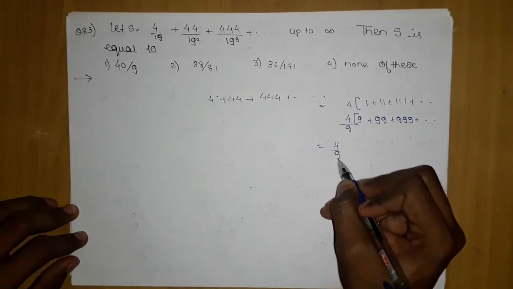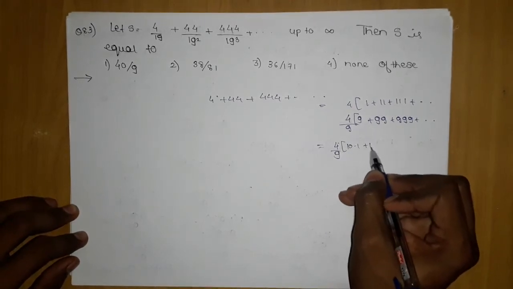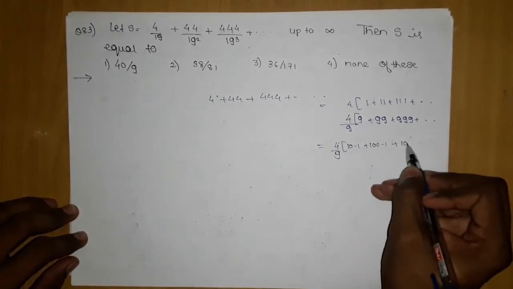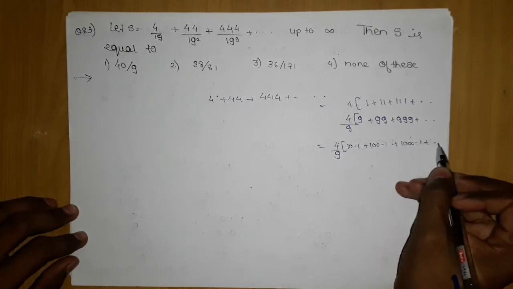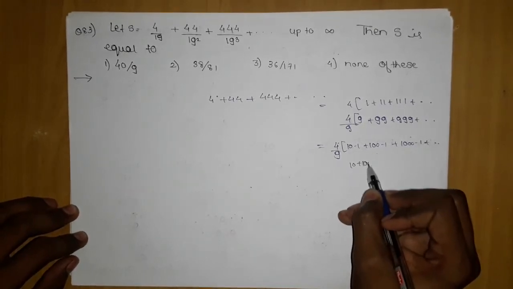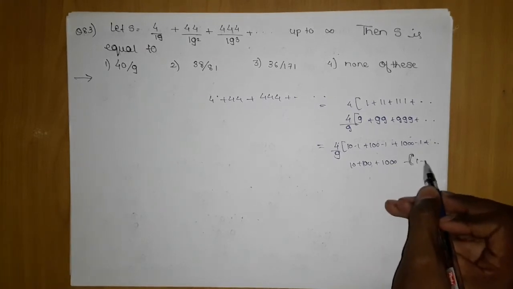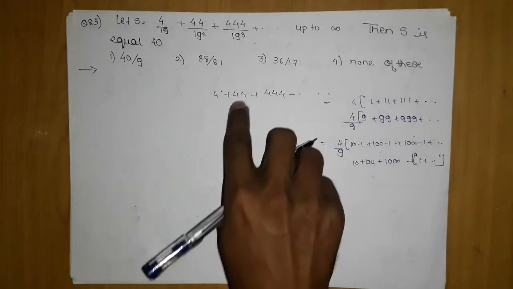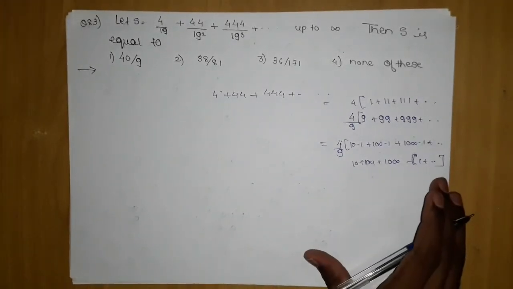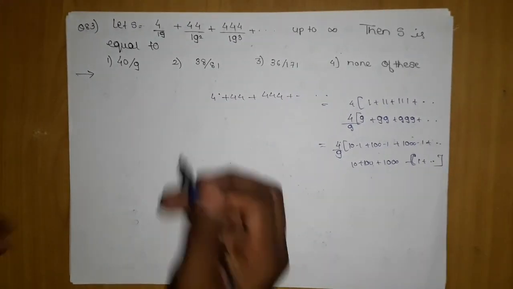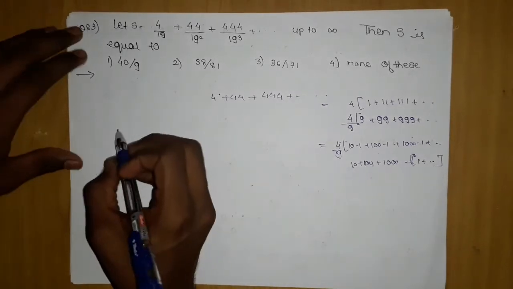So we used to write it as 10 minus 1, 100 minus 1, and then separate and solve it. Then 10 plus 100 plus 1000 minus this 1 plus 1 plus 1, like that. So it is a GP, very obvious. So what we are going to do is a simple thing.